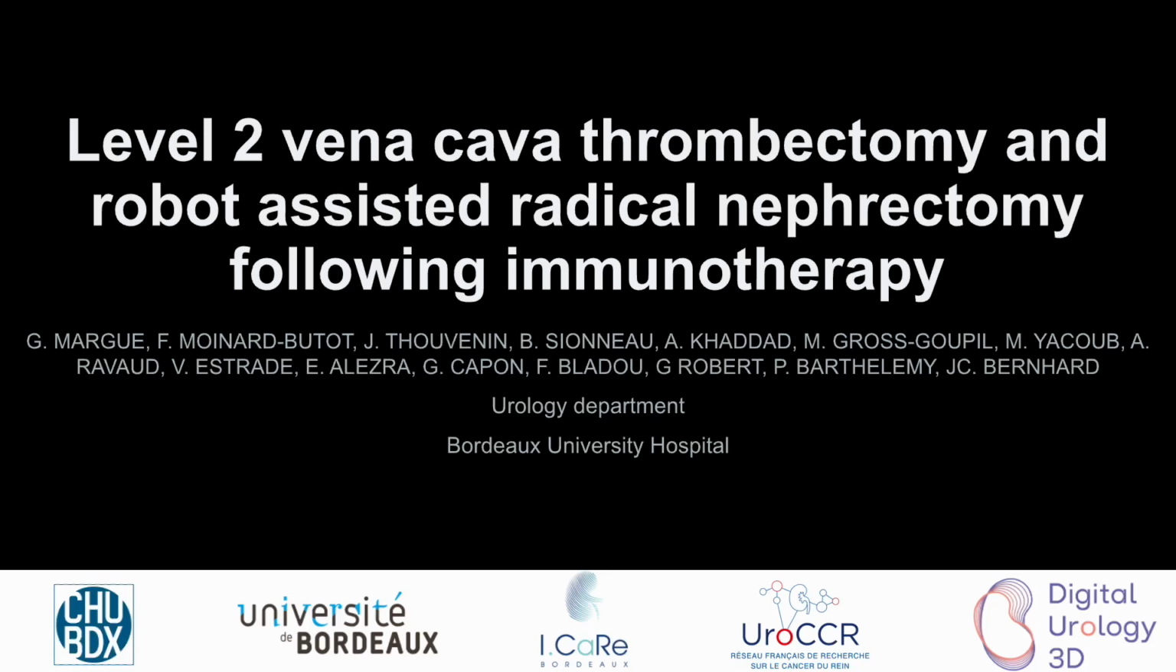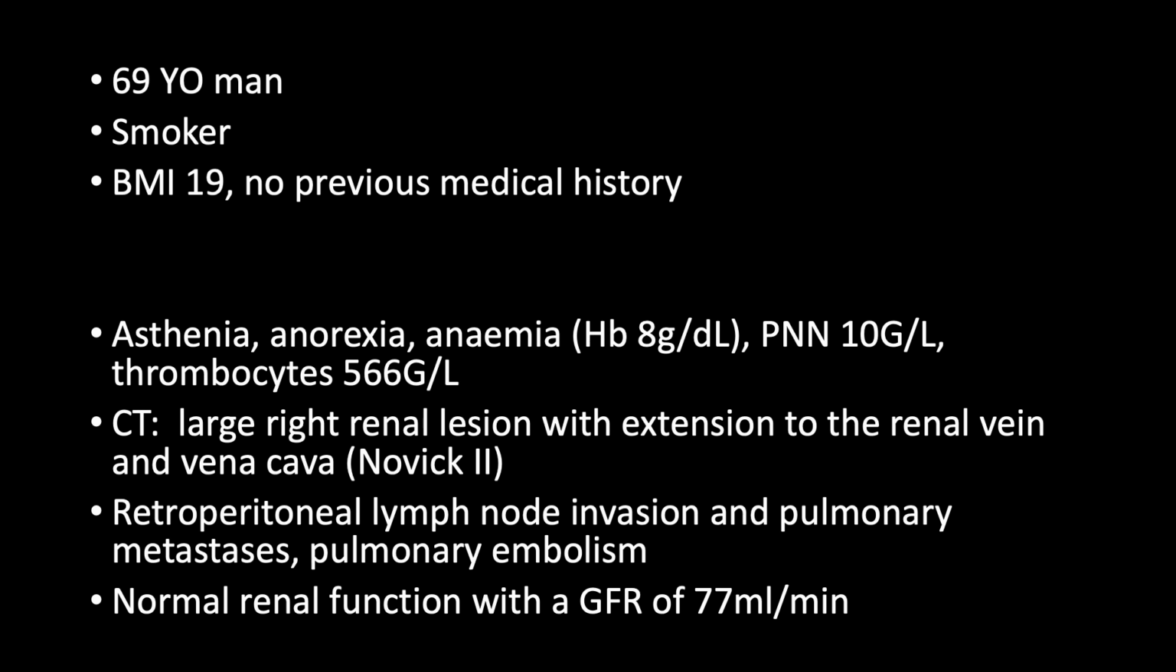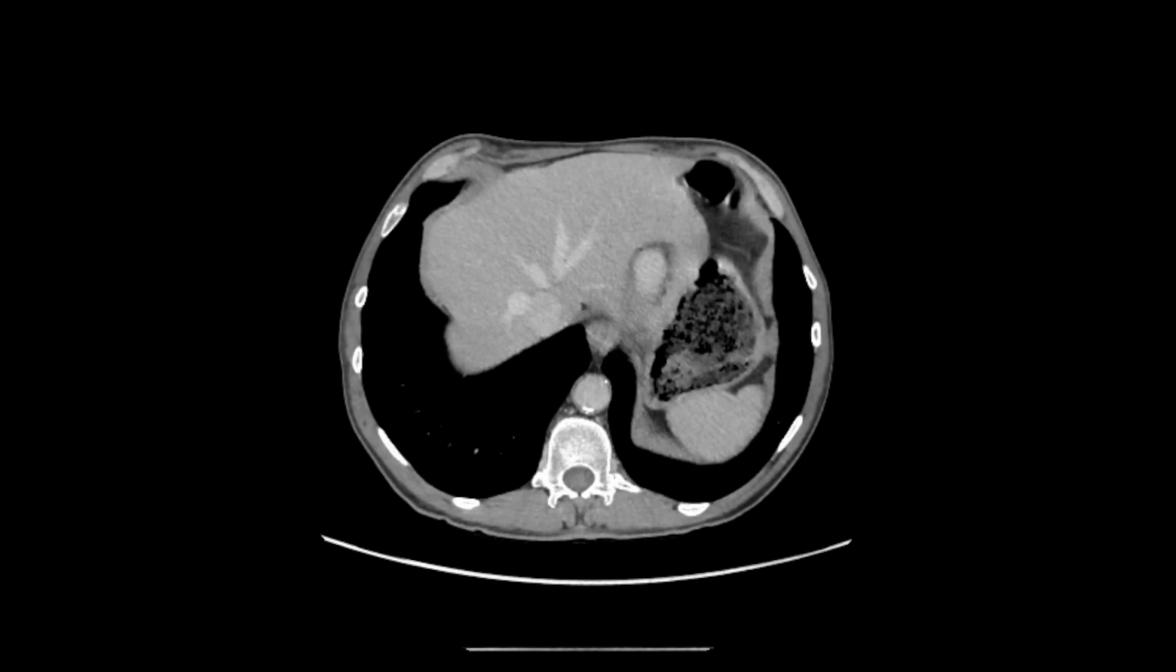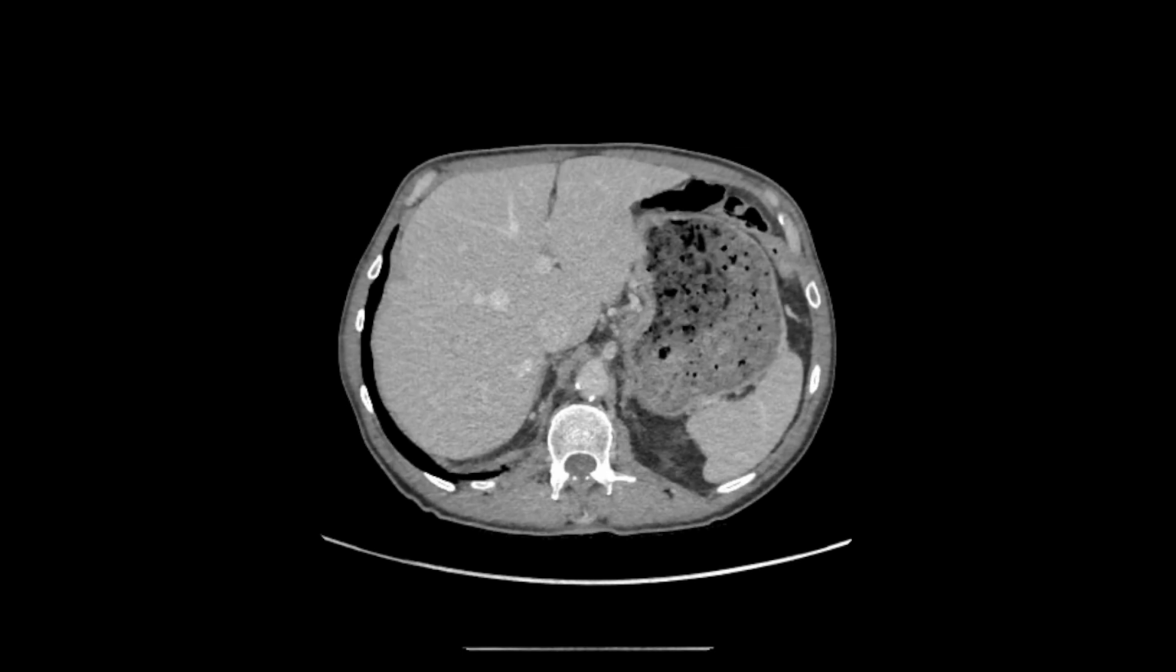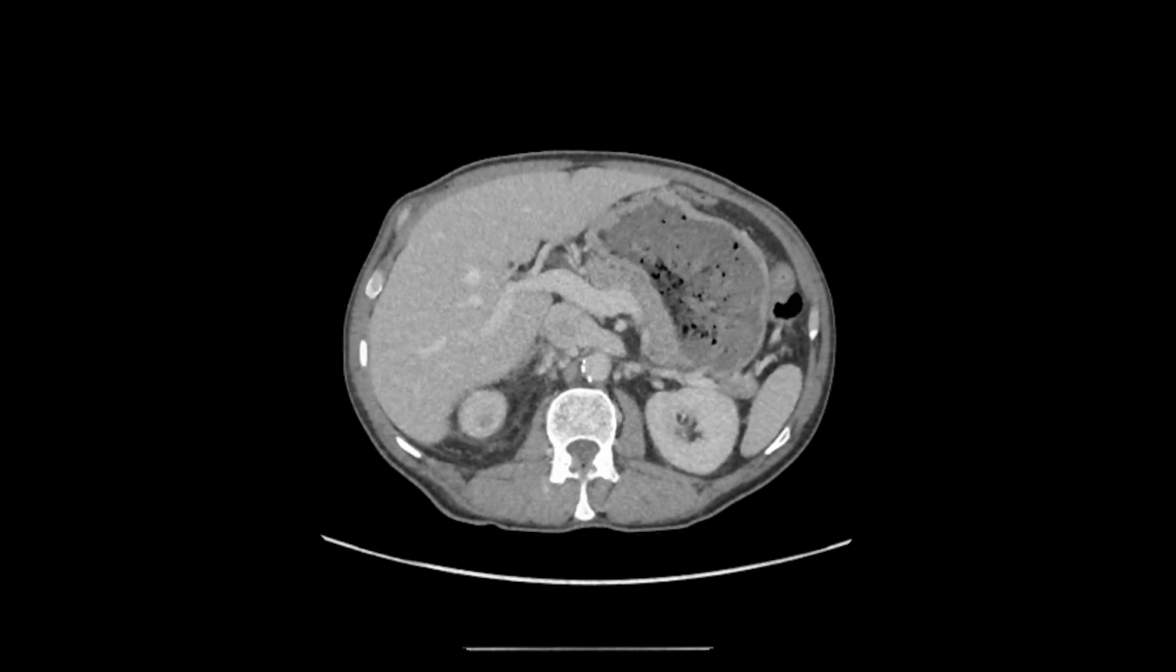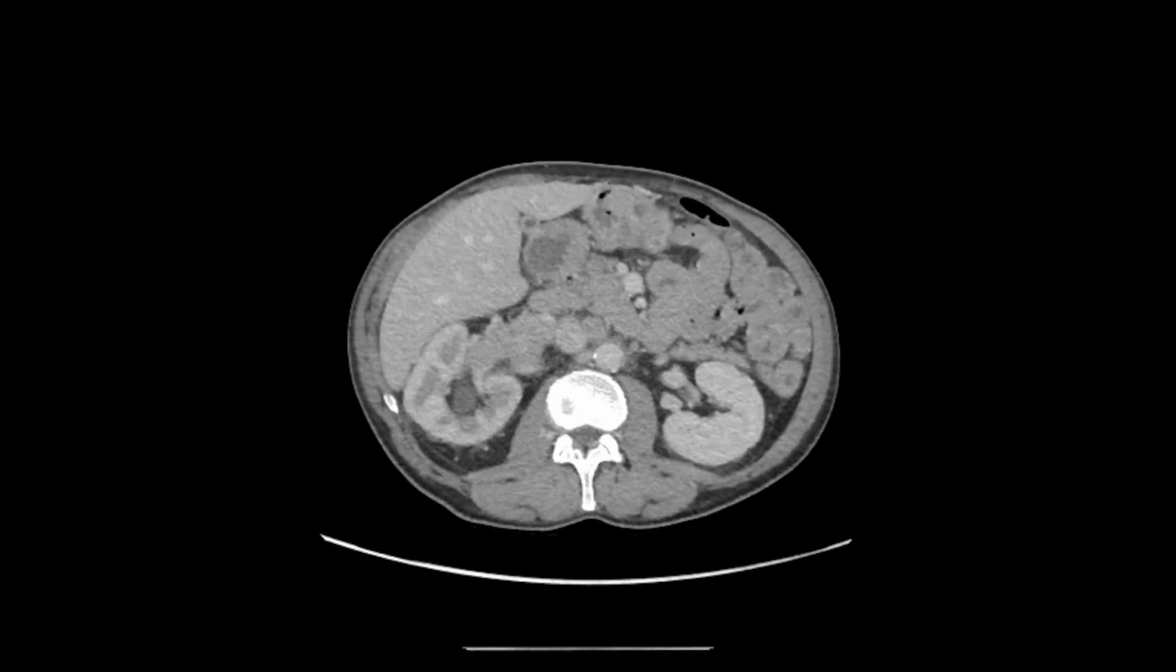Level 2 vena cava thrombectomy and robot-assisted radical nephrectomy following immunotherapy. Our patient is a 69-year-old man without previous medical history. A CT scan performed in the context of anemia revealed a large white renal lesion with extension to the renal vein and the vena cava. Extension workup showed retroperitoneal lymph node invasion and pulmonary metastasis.